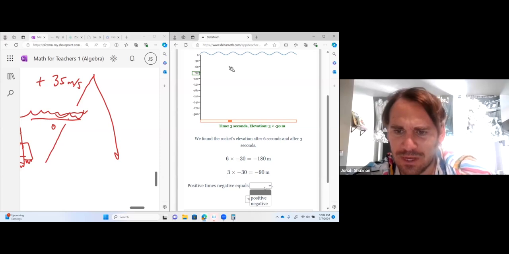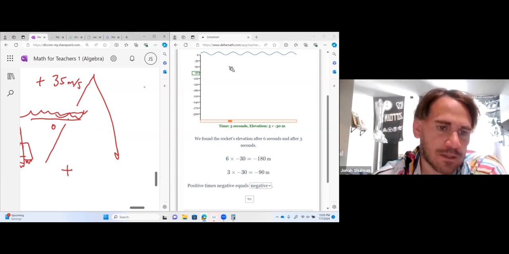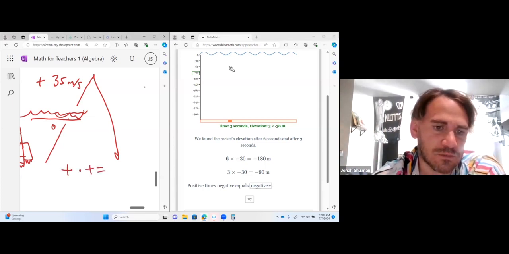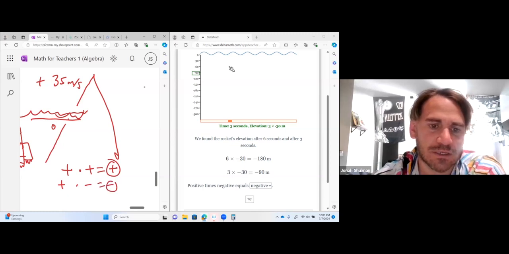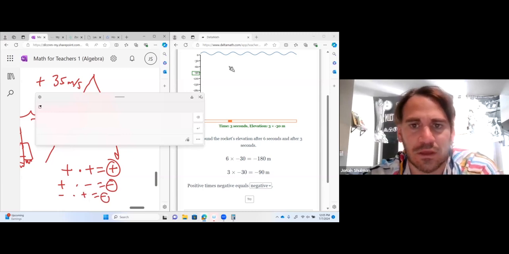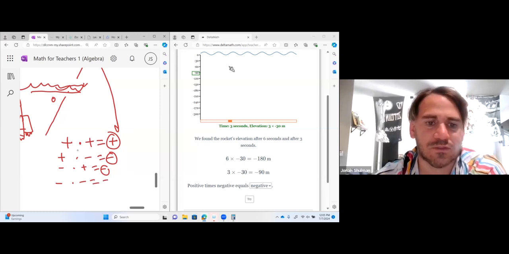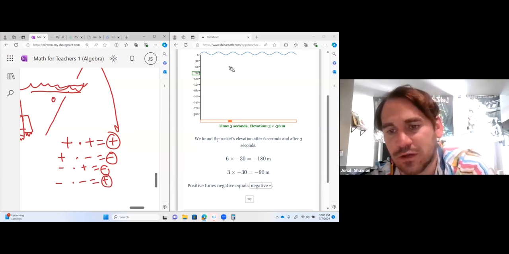So positive times negative equals negative. This is trying to show them that positive times positive equals positive. Positive times negative equals negative. Negative times positive equals negative. And finally, negative times negative equals positive. So that's what they're trying to show the students using graphs.